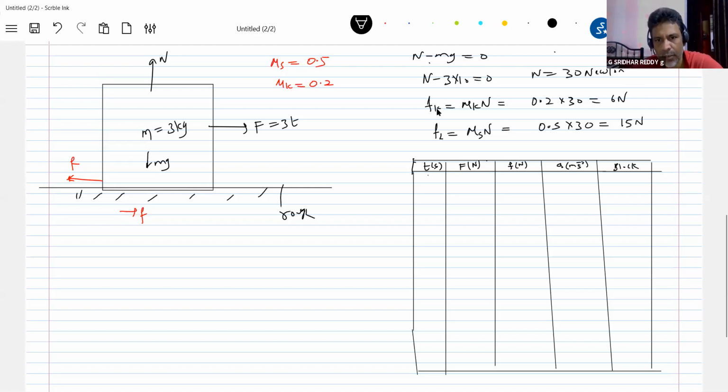At t equal to 0, what is the force acting on the block? Now, there's a theoretical idea again I'm bringing: the block shifts when F is greater than or equal to FL. What is the FL? FL is the limiting friction.